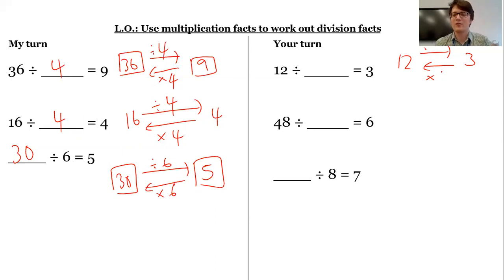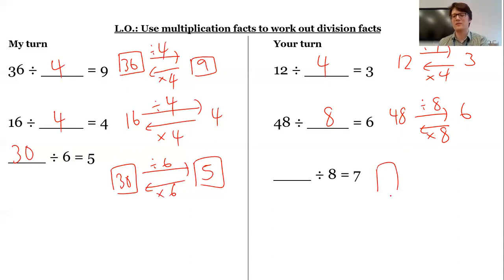Okay, so I know 3 times 4 is 12, so I know 12 divided by 4 must be 3. I'm using my number facts, my multiplication facts, because I'm really confident with those to support me. 6 times what? I know 6 times 8 is 48, so 48 divided by 8 must be 6. And finally, something divided by 8 is 7, so 7 times 8 is 56.